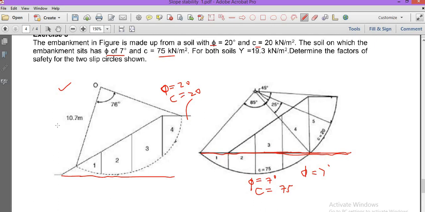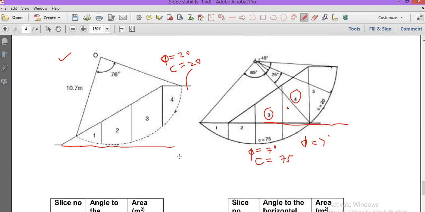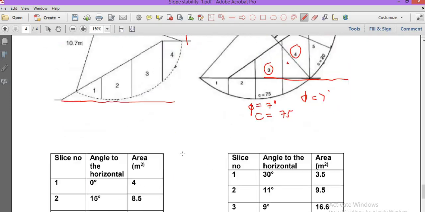So in example number 1, for the slip circle, we have only this soil, so it is a much simpler one. But in the second one, we have to consider both soils, because some of these slices are located in both soils. But if we take this first one, which is the simpler one, we have only one soil, so one phi value and C value, and the slices are given as 1, 2, 3, 4.